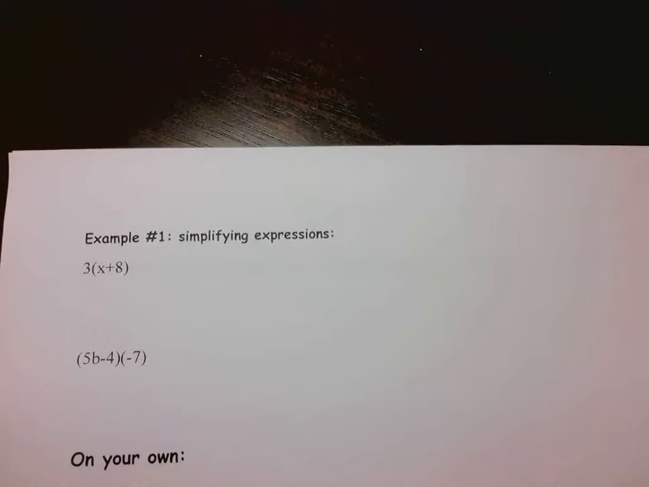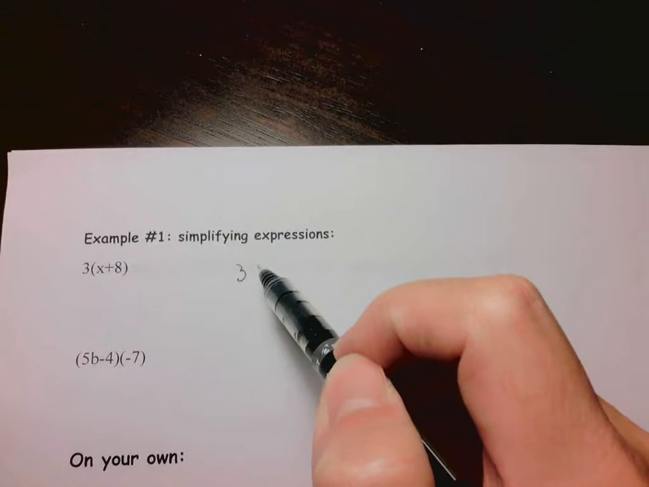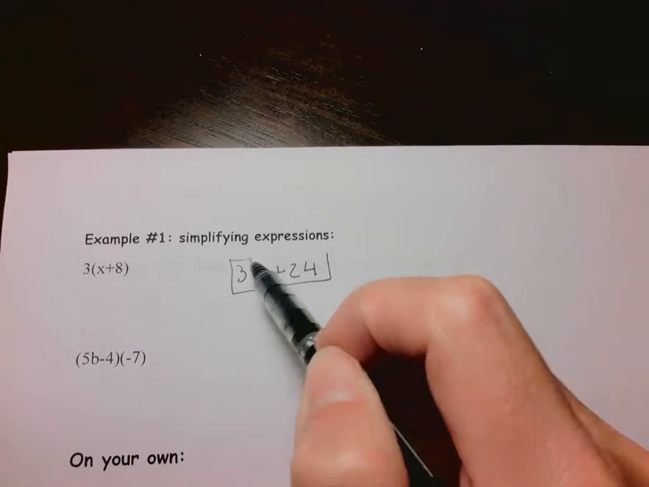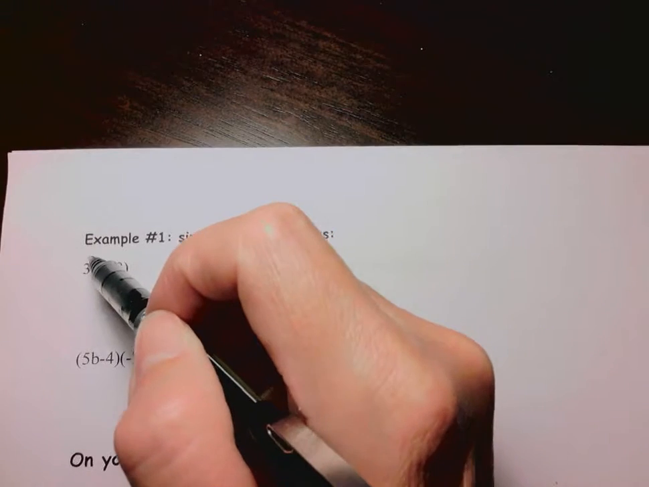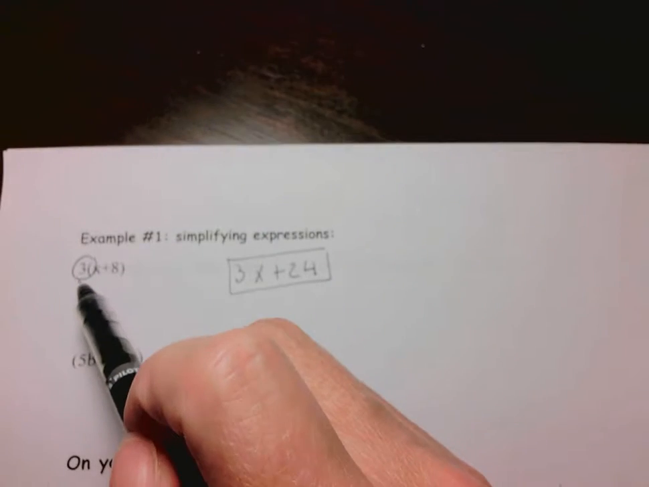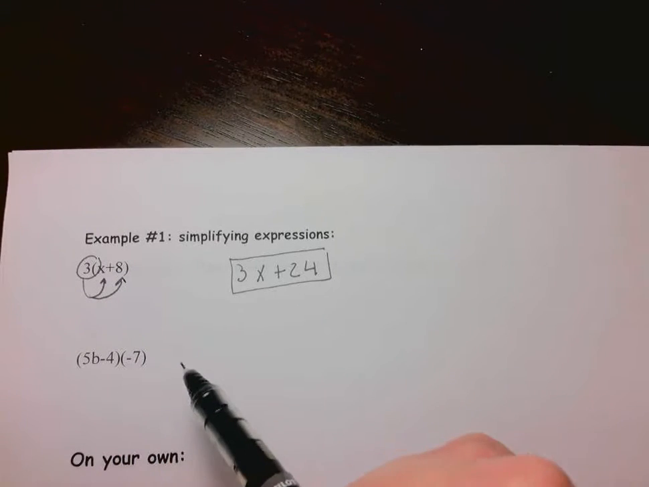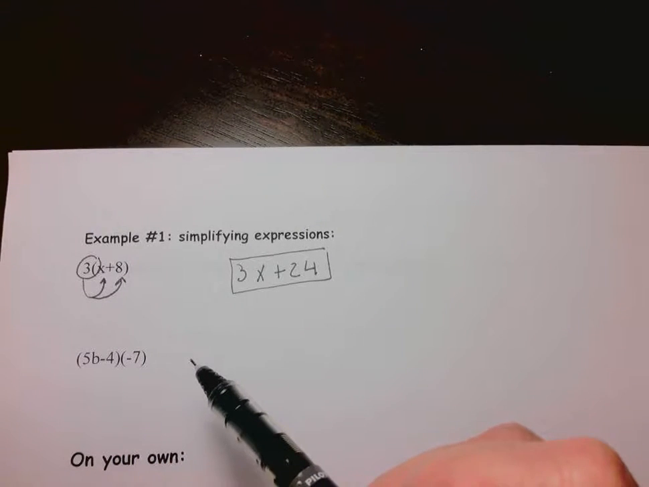Let's go to example number 1. 3 times (x plus 8) is the same thing as saying 3x plus 24. Well, why? Because what I'm doing is I'm taking this 3 and I'm distributing it into each term through multiplication. So 3 times x is 3x and 3 times 8 is 24.